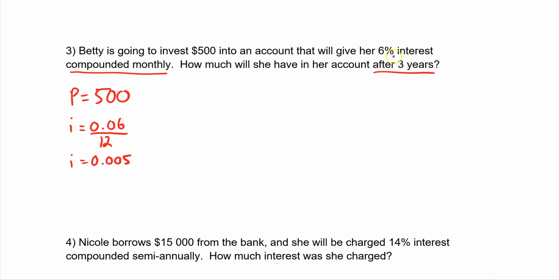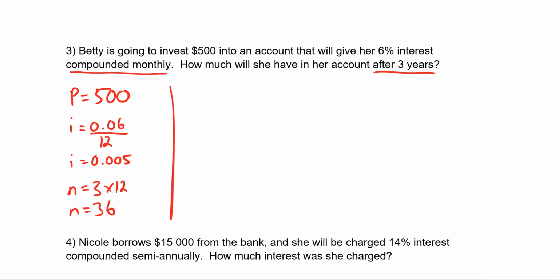Now, 3 years are going by. So when we figure out n, it's not going to be simply 3. You have to think how many times she's earning interest. Now, she's earning interest every month for 3 years. So what we do is 3 times 12, she'll be earning interest a total of 36 times. 36 months are going by.